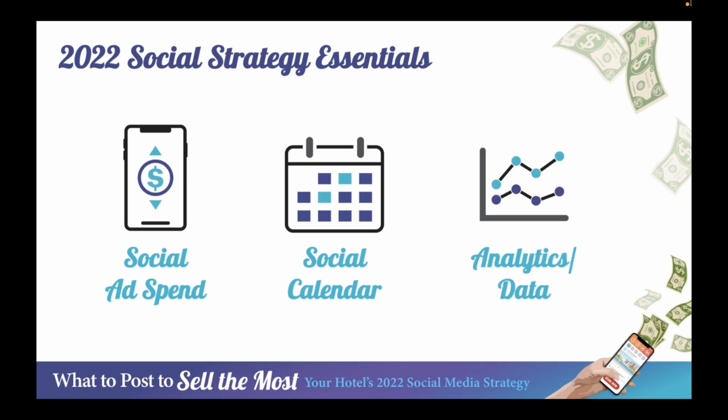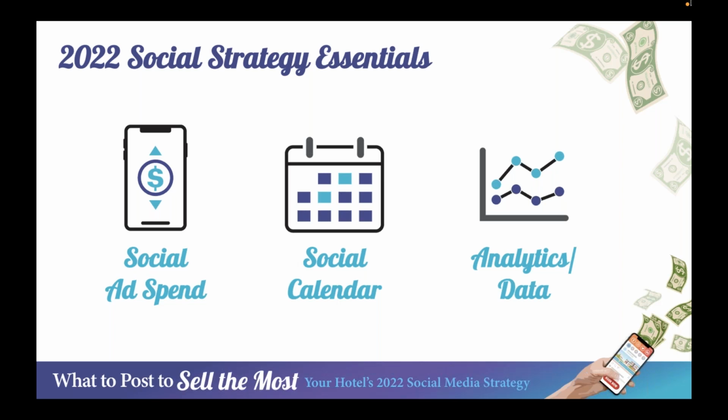And lastly, and I really would argue most importantly, is an effective way of tracking social analytics and data. This last essential tool is the difference between a social media strategy and plain old social media. Hotels that are going to be socially successful in 2022 are going to be looking at these analytics with the same focus and attention that they look at their room rates.